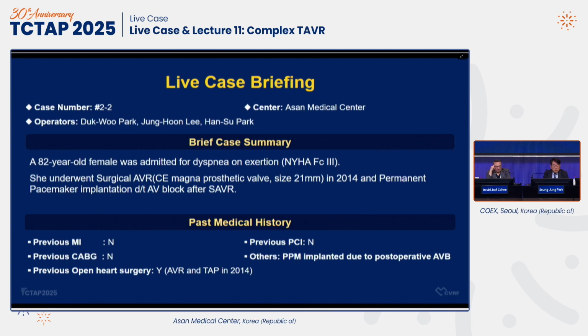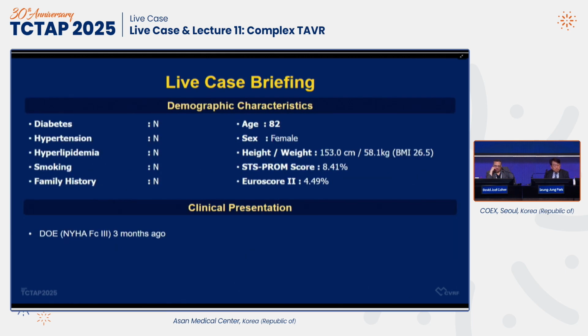This case is a female patient admitted for near functional class 3 dyspnea. She underwent surgical AVR. The valve was a CE valve, size 21 millimeter, about 10 years ago. Afterwards, complete AV block was observed, so she underwent permanent pacemaker implantation. Her BMI was 26.5 and STS score was 8%.